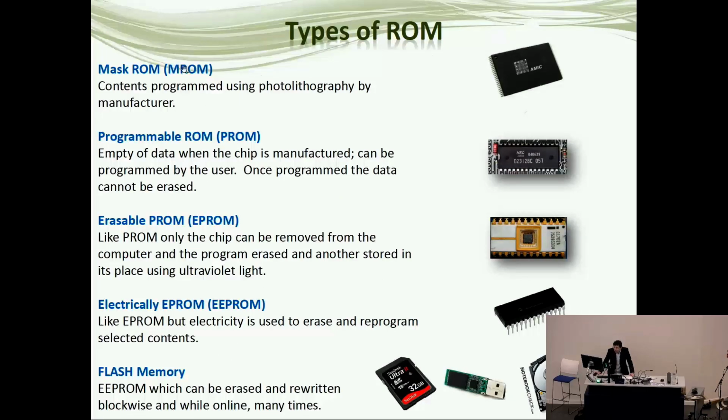So traditional ROM is called mask ROM. This is ROM that's been produced using photolithography. That's the screen masking process that we saw before. Very expensive to produce, right? Millions of dollars every time you make one of these designs. Don't want to get it wrong.